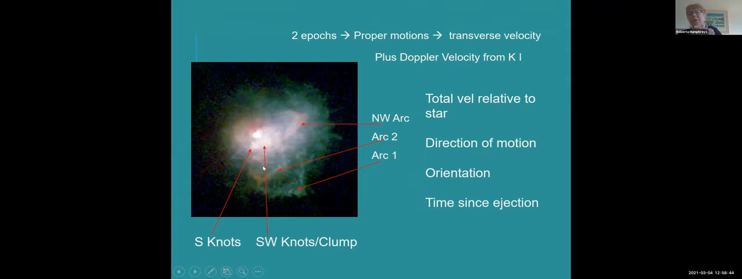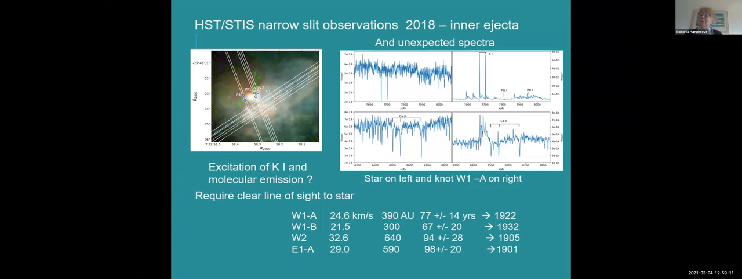I want to point out several features with respect to orientation. For example, arcs 1 and 2 are actually projected in front of the plane of the sky, moving towards us. Arc 1's actually in front of arc 2. The northwest arc here is actually projected somewhat behind the plane of the sky. So you can get basically a 3D morphology of VY Canis Majoris from the proper motions and the radial velocity combined.